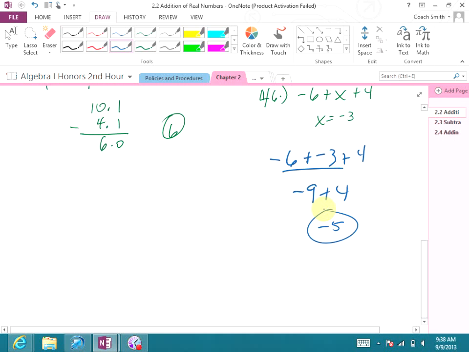All right, get with your group right there, and I want you to do problems 52 and 53. Okay, no, do it as a group. All of you together, as a group, do problems 52 and 53.